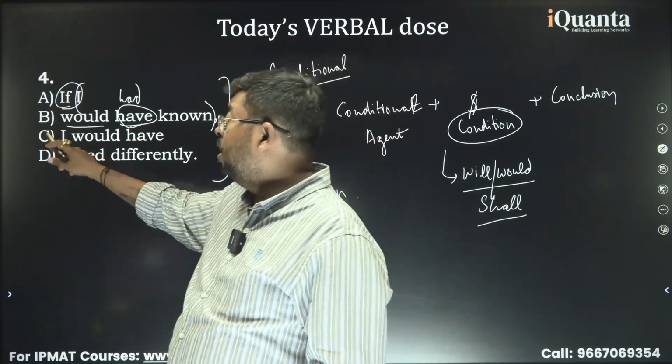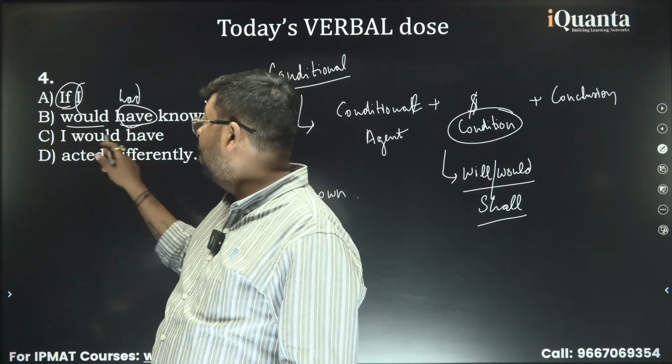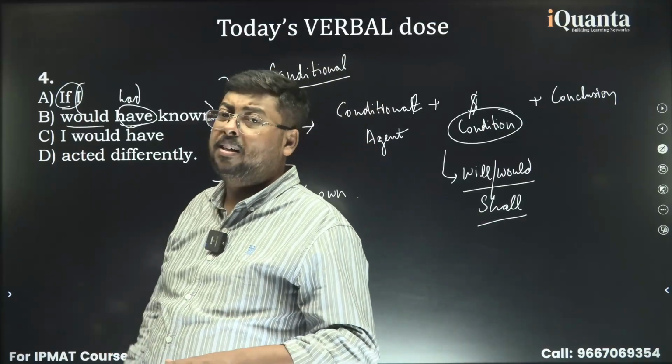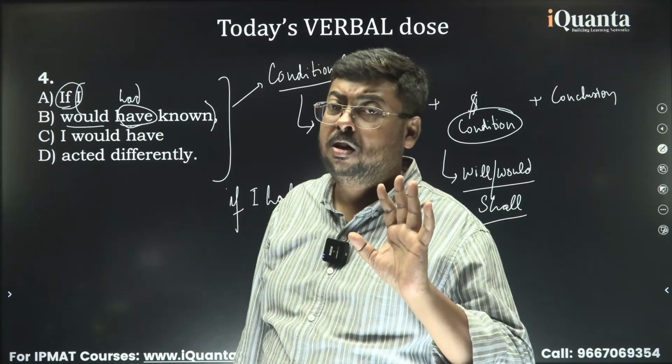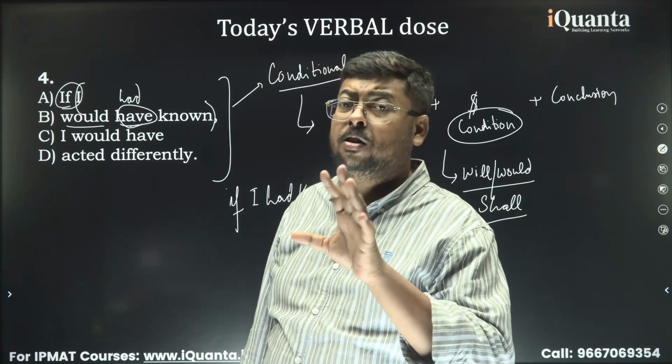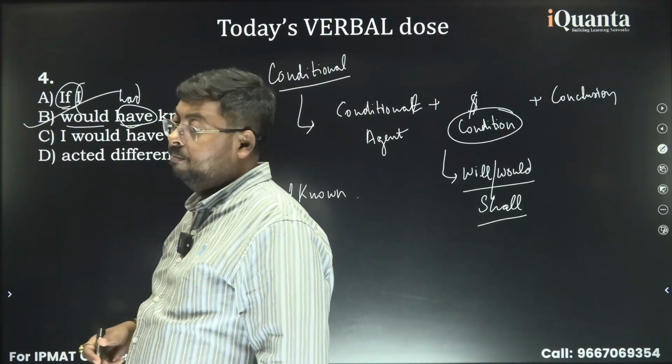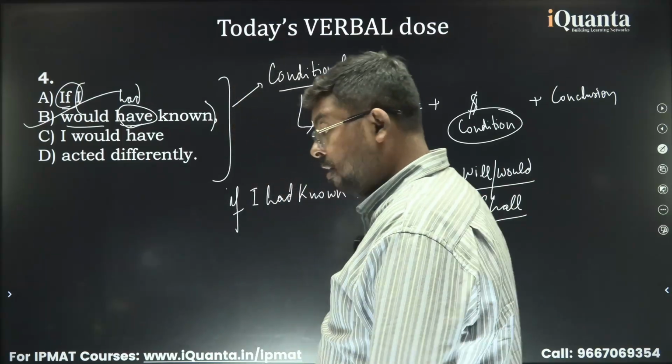There is no conditional agent before "I would have acted differently." Therefore, this part of the sentence can actually be written using will, would, shall, or something like that. So the error is in part B. Easy as that. Let's move ahead.